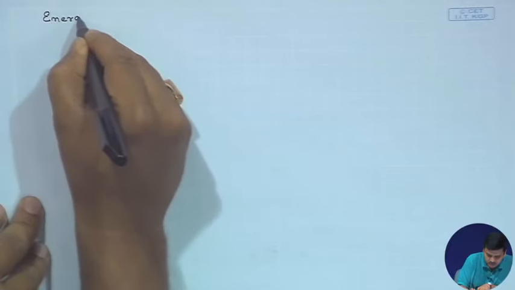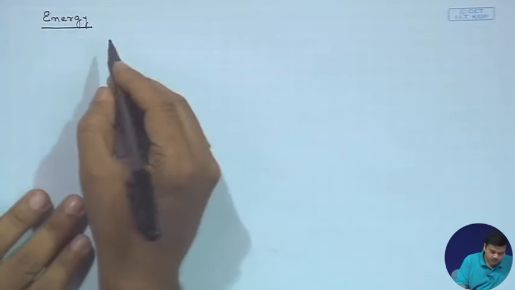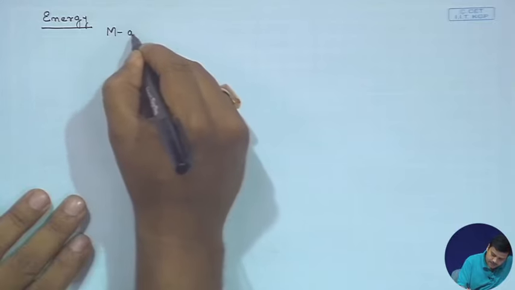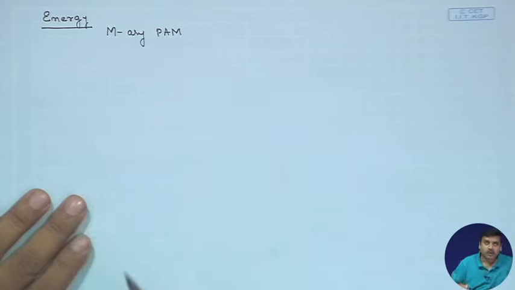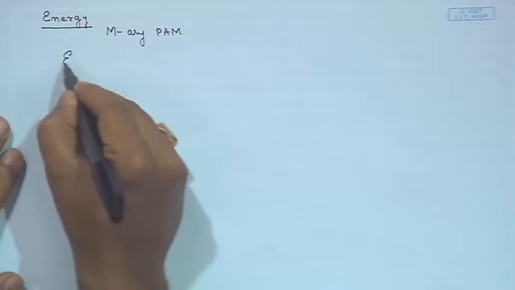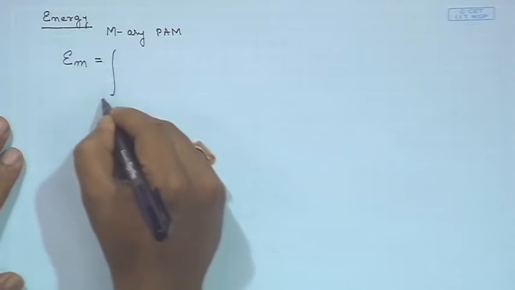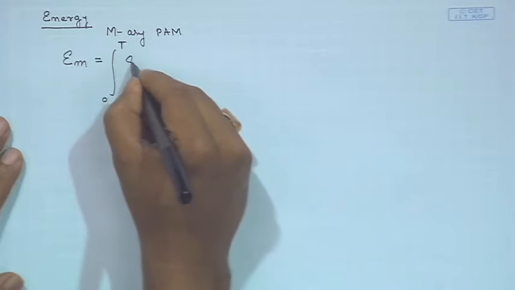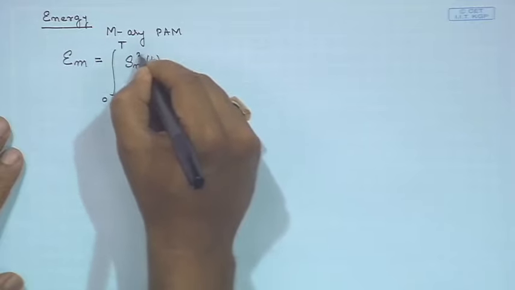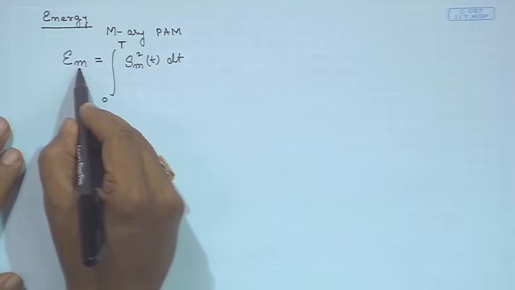Right. So, moving on further, once we have discussed this particular thing, what we can do is we can compute the energy. So, when you compute the energy of, let us say, M-ary PAM, if M is equal to 2, you have binary. If it is 4, you have 4-ary, let us say, or 4 level PAM, 8 level PAM, and so on and so forth. So, if we are taking a look at the computation of energy for M-ary PAM, we would say Em is equal to integral 0 to T, T is the symbol duration, sm of t, that is the symbol, squared dt.